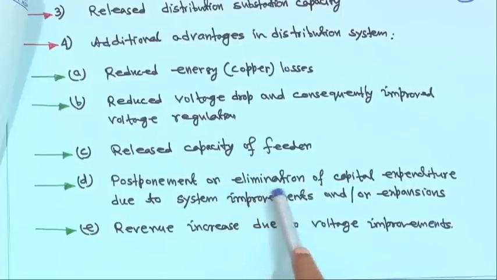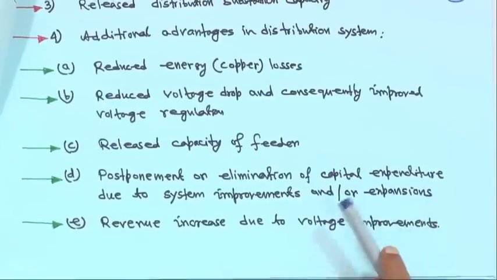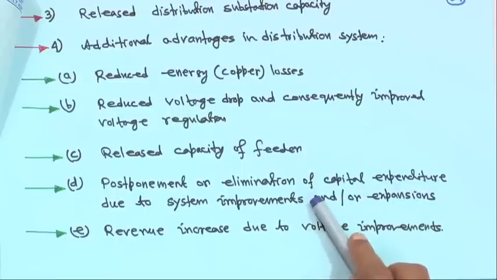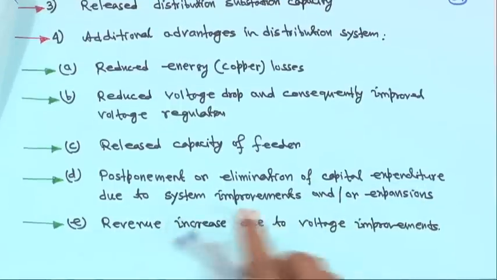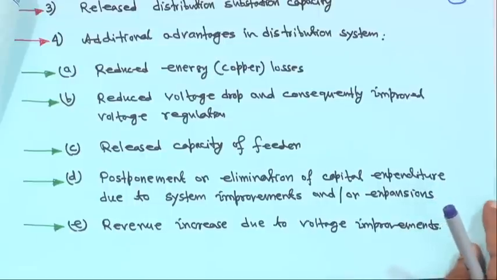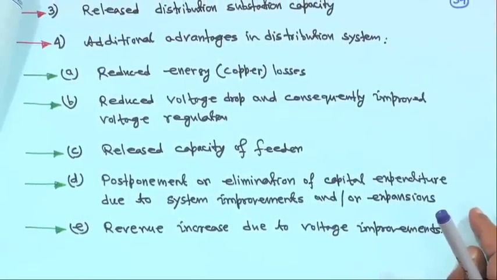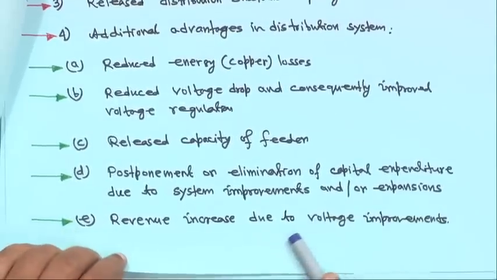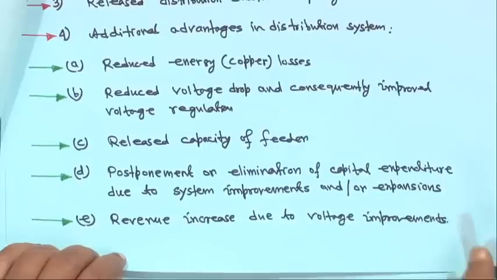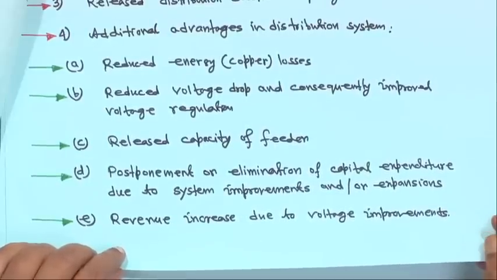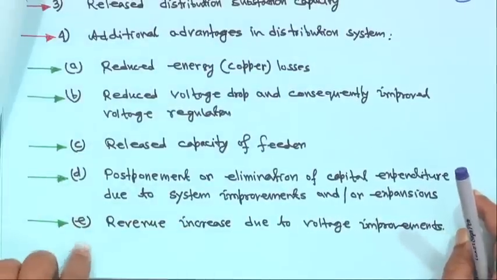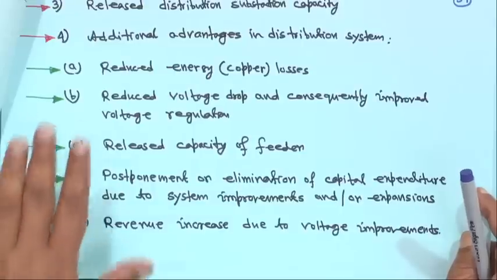Then postponement or elimination of capital expenditure due to system improvements or expansion. I think this is happening because of the distribution substation capacity release, right. And if you put a capacitor, then the feeder may not be overloaded, so the expansion or improvements of the distribution system you can defer by a few years. Then revenue increase due to voltage improvement. If voltage improves, then naturally the energy meter reading will be higher, right.